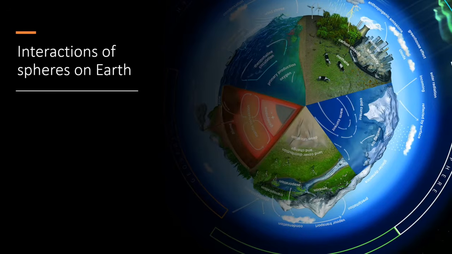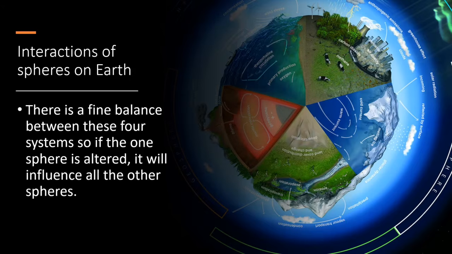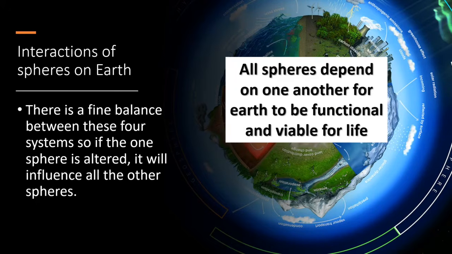Let's have a look at the interactions of the spheres on Earth. Firstly, there is a fine balance between these 4 systems. So if one of these spheres is altered or changed or affected, it will influence all the other spheres. And we as humans are also part of this interaction. So all spheres depend on one another for Earth to be functional and viable for life. Viable for life meaning that Earth is able to support life on Earth.